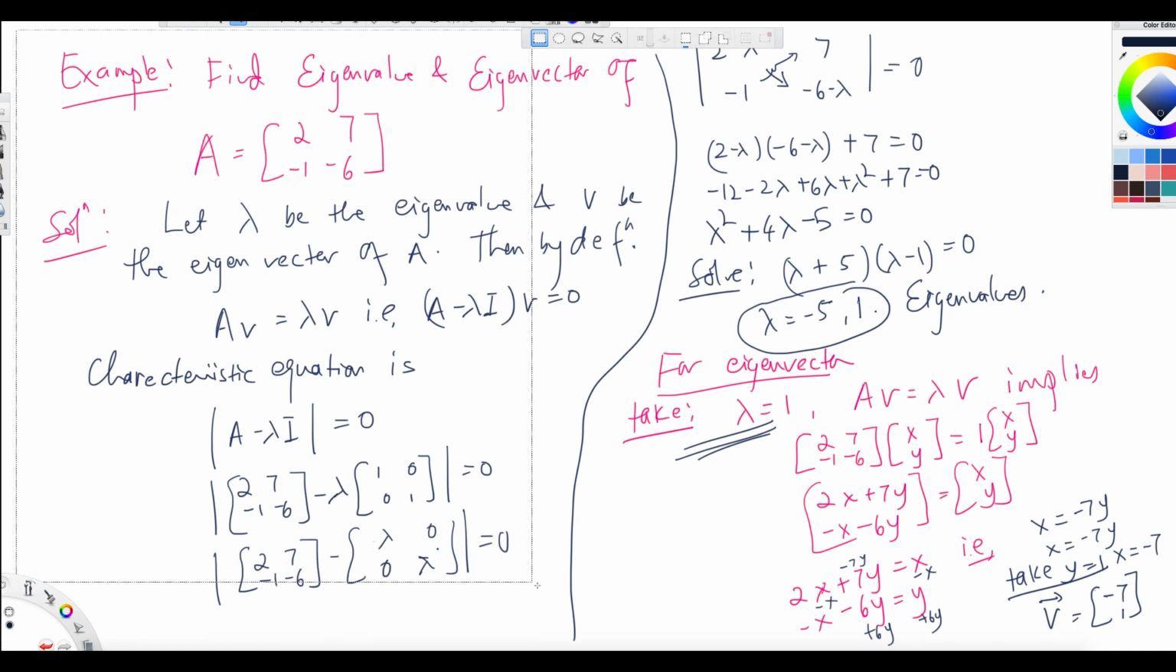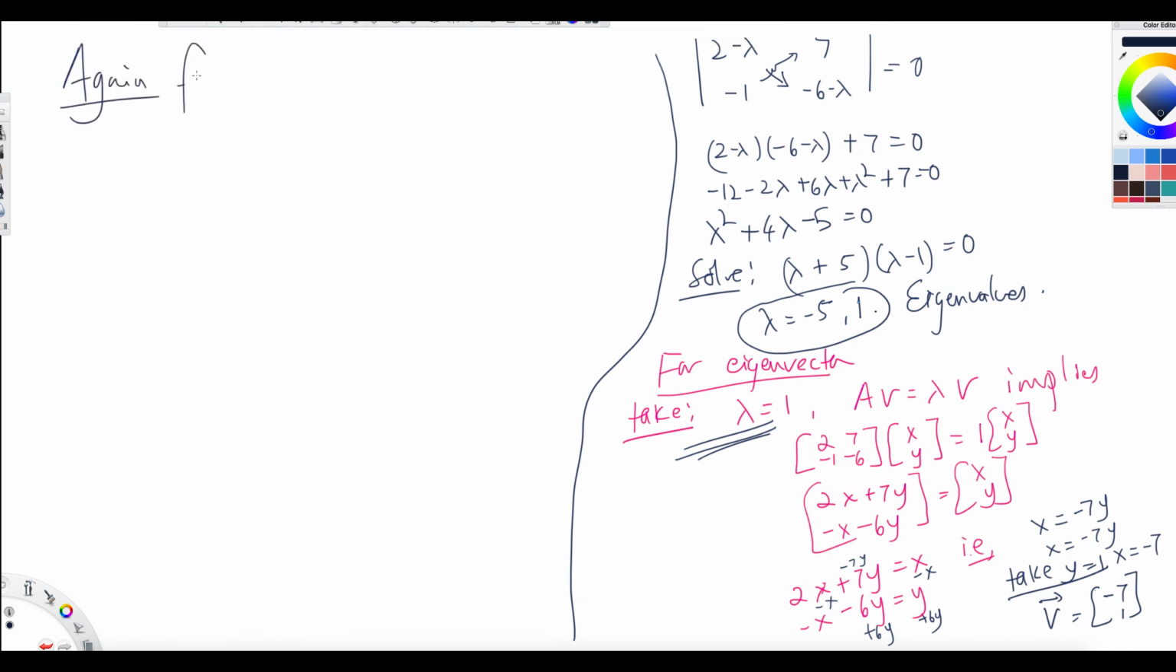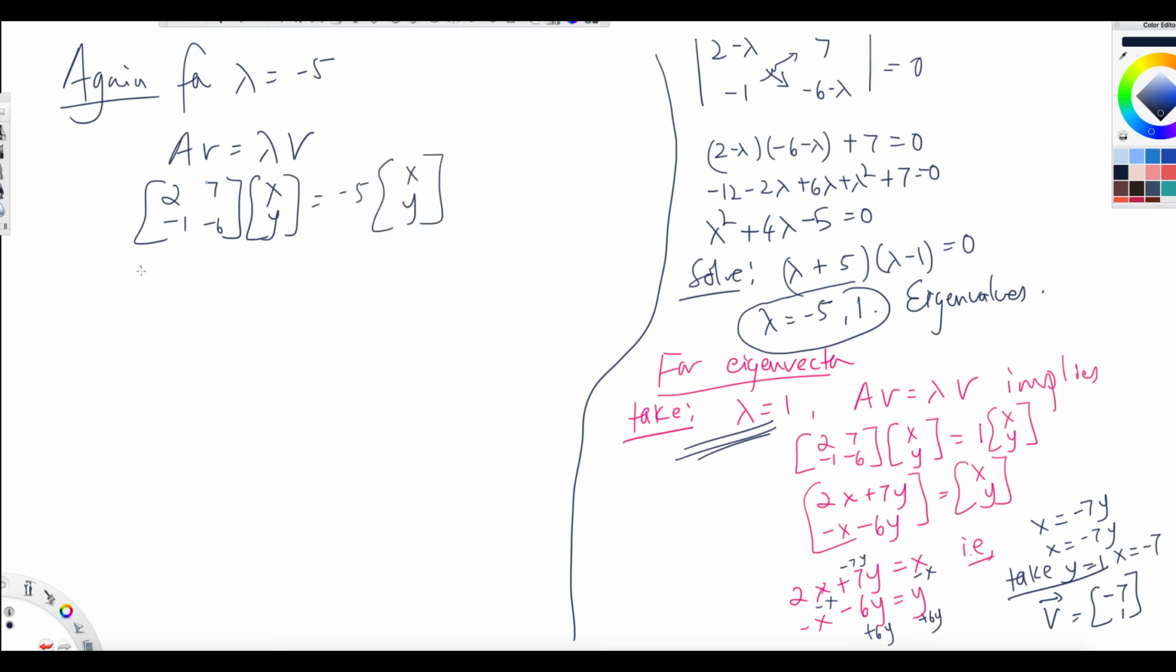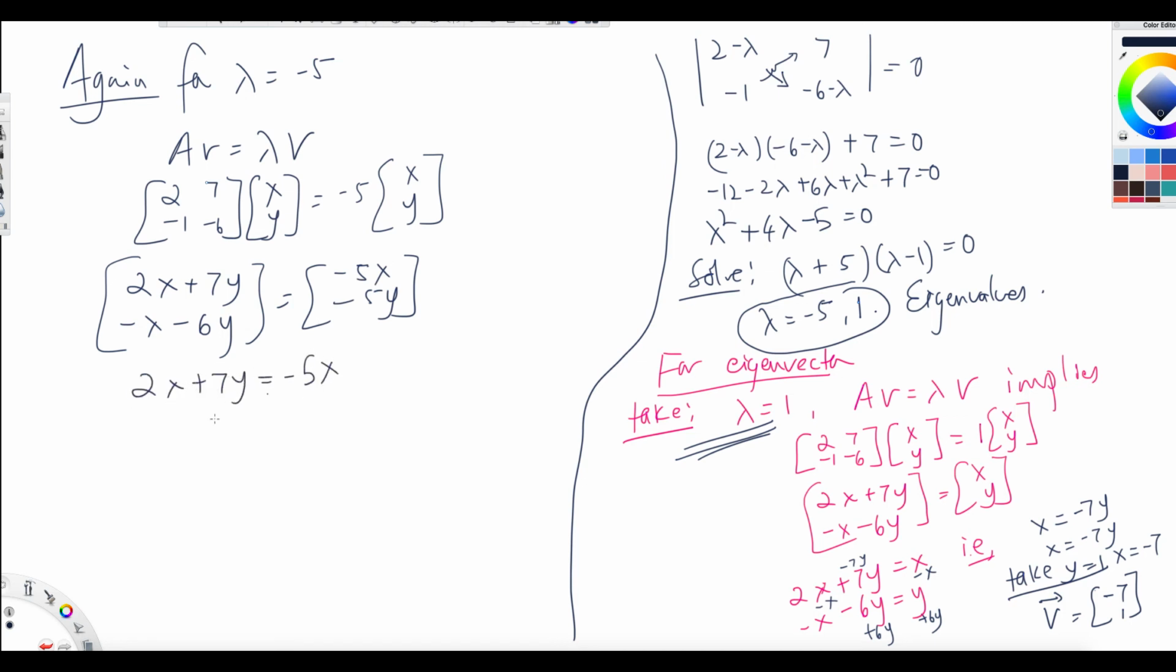So for lambda equals -5, again you do AV equals lambda v. A is again [2, 7; -1, -6]. V is, let's say, (x, y) equals -5 times (x, y) again. Now we need to find out x and y, right? So it is 2x plus 7y and -x minus 6y equals -5x, -5y. That's what you get. Now you set them equal: 2x plus 7y equals -5x, and -x minus 6y equals -5y.